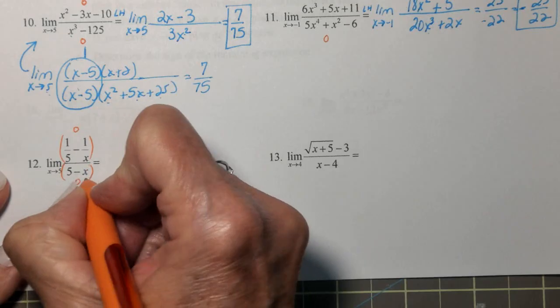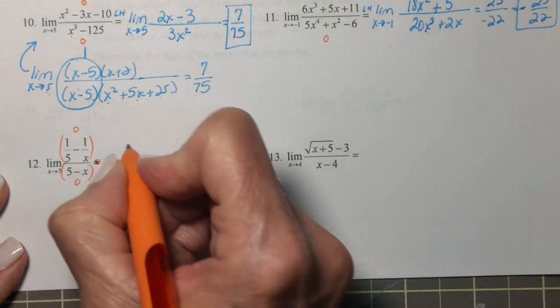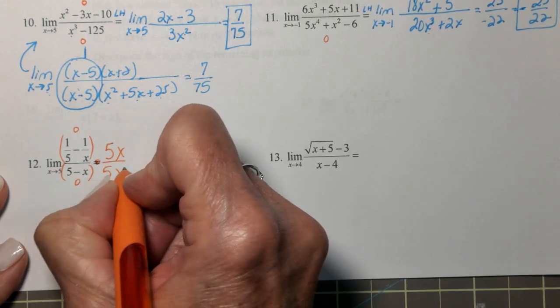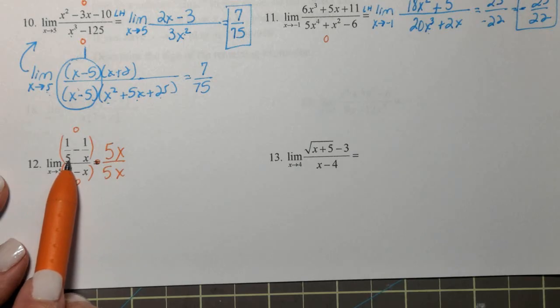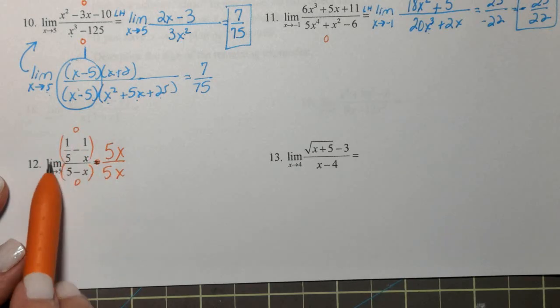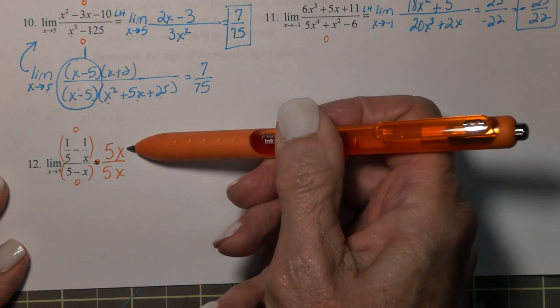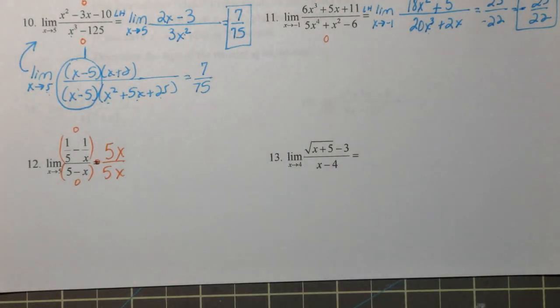So I am going to multiply top and bottom by something to get rid of a complex fraction. I'm multiplying top and bottom by 5x because 5x will get rid of this 5 and this x. And that's what's making this complex fraction. Whatever you multiply by on top, you must multiply by on the bottom. Okay? You must. Otherwise, you're changing the value.